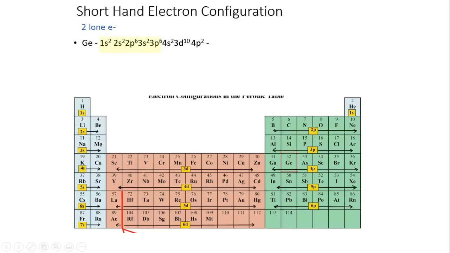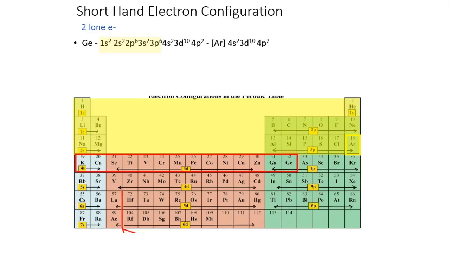So everything from 1s2 to 3p6 can be represented by argon. And the reason we chose argon is because it's a noble gas, and noble gases are very stable elements. So everything from 1s2 to 3p6 is the same as argon. So everything after argon is unique for germanium. So what's left, we can write, because it's the only unique portion for germanium.